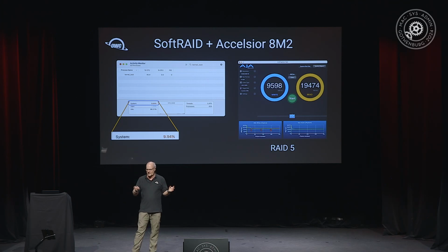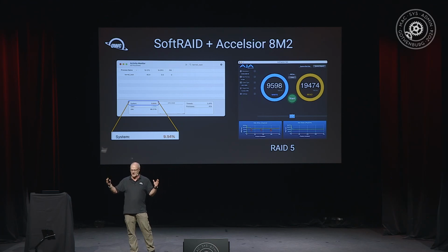NVMe, unlike SATA, the maximum transfer size is 16 megabytes. NVMe is only 1 megabyte. So there's a lot of hand-holding that has to happen in the driver between memory and the actual NVMe device.